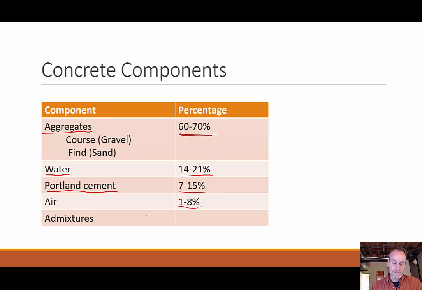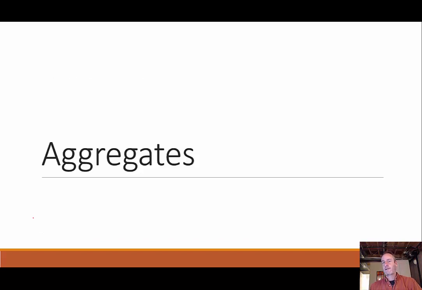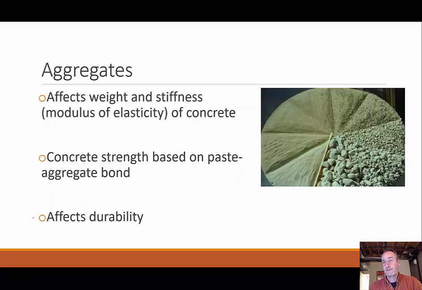Air 1 to 8%, and admixtures would be this little extra leftover bit that we can add to change the consistency, the workability, quickness that our concrete sets up, things like that. So let's start this by looking at each one of those components, starting with aggregates.